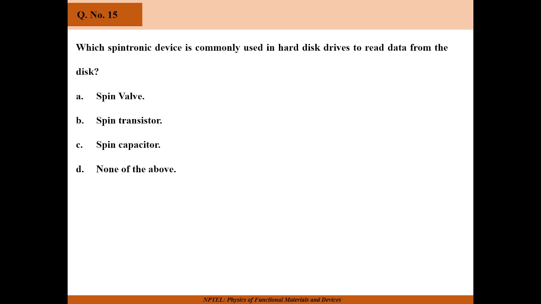Which spintronic device is commonly used in hard disk to read data: spin valve, spin transistor, spin capacitor, none of them? The correct answer is option A. The spin valve is a kind of device that is generally used to get data from the hard disk.